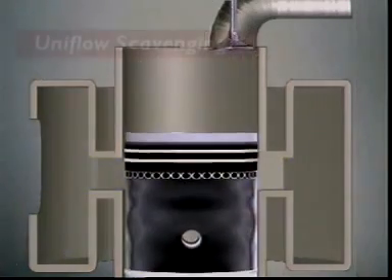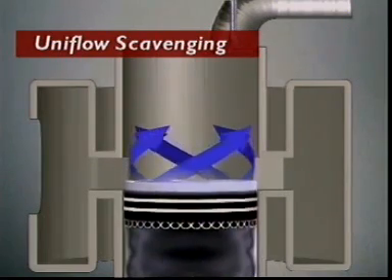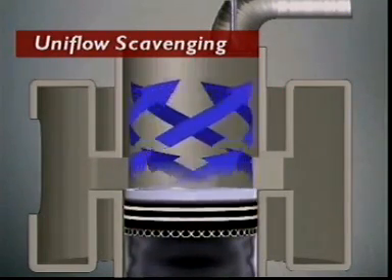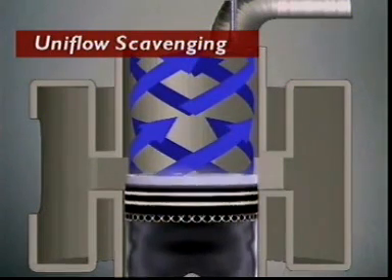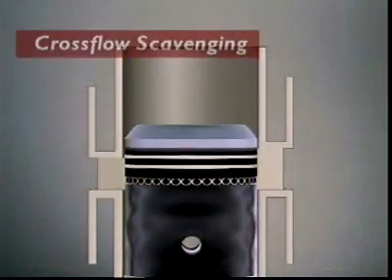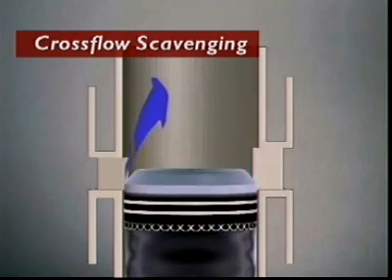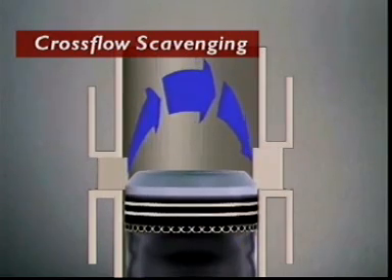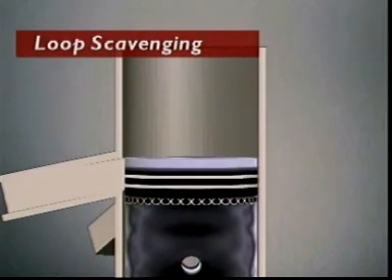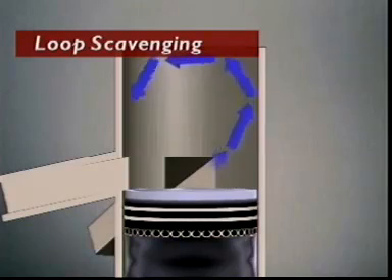How scavenging occurs depends on the design of the cylinder and ports. In this example, the air flows in one direction, towards the top of the cylinder. This is called Uniflow Scavenging. Crossflow scavenging occurs when air enters on one side of the cylinder and exhaust gases exit on the other side. No valves are used and the airflow is across the cylinder. In loop scavenging, air enters across the top of the piston and flows up in a loop before moving in the direction of the exhaust port.